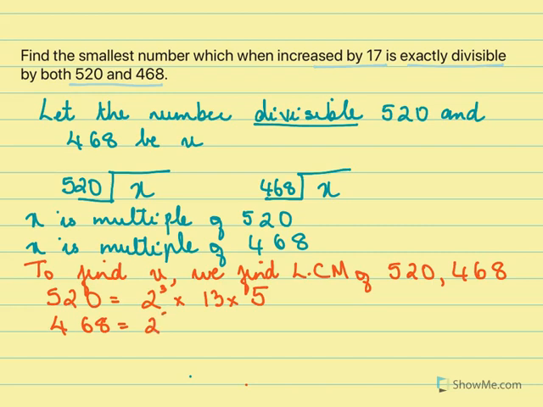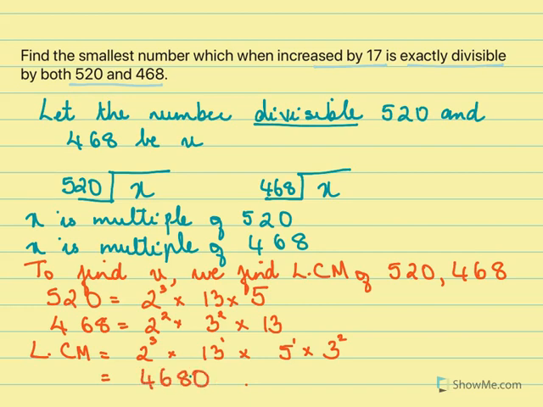468 is 2 square, 3 square into 13. Now to find the LCM, you take all the factors. One factor is 2, one factor is 13, there's a factor 5, and there's a factor 3, and the highest power. 2 has the highest power 3, 13 highest power 1, 5 highest power 1, and 3 highest power 2. So the LCM here works out as 4680.